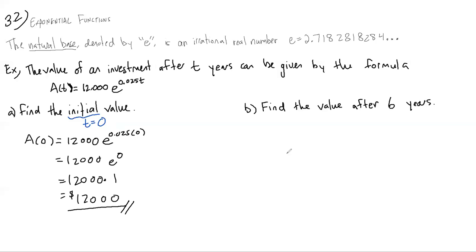And so find the value after 6 years. There's not too much to this. We can't do much equation solving yet, but this just means t is 6. Plug it in. A of 6 is 12,000 e to the 0.025 times 6, which is 12,000 e to the 0.15.